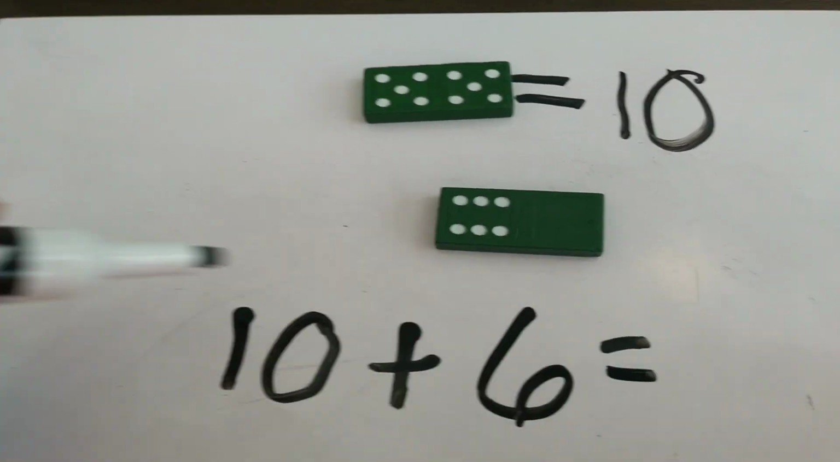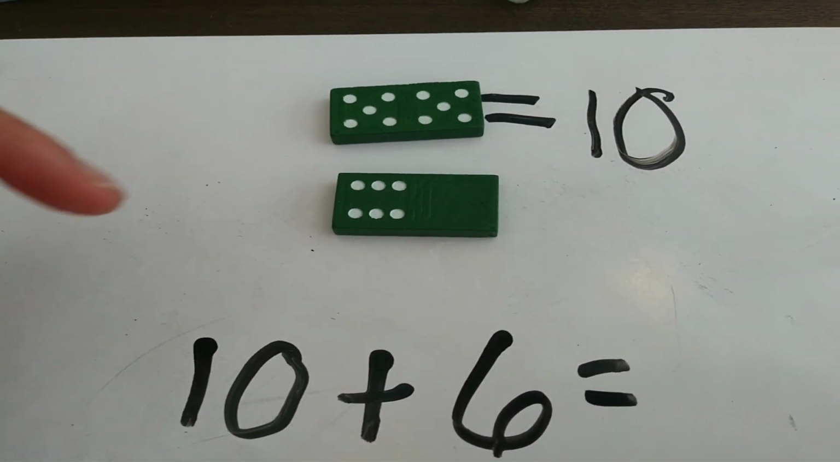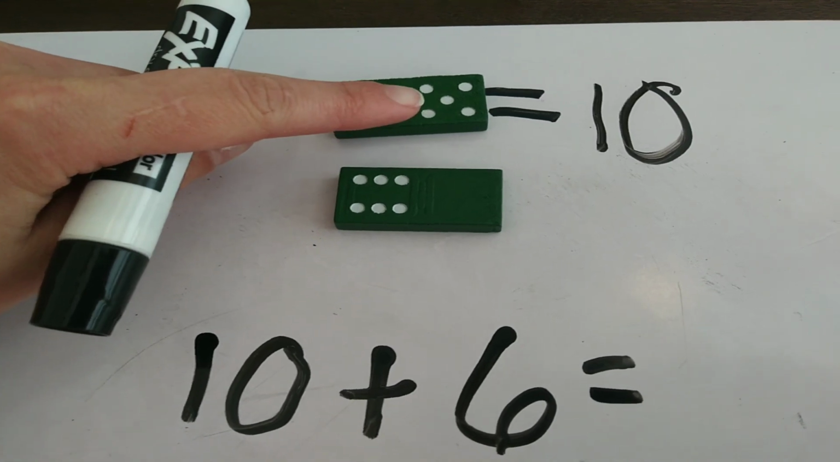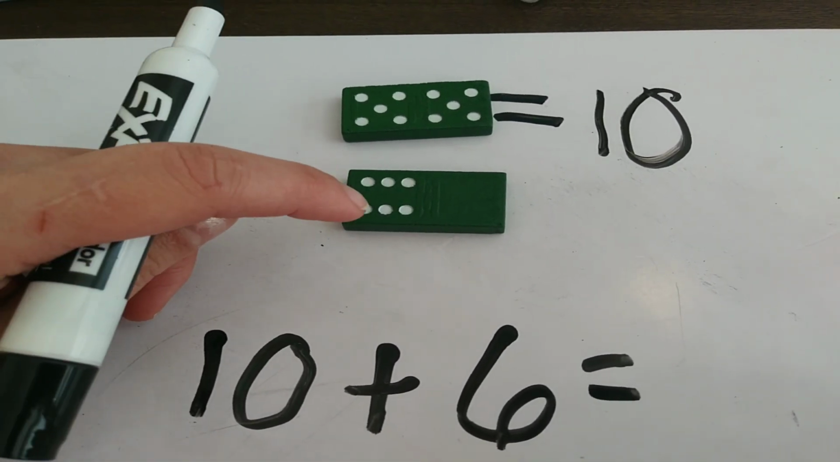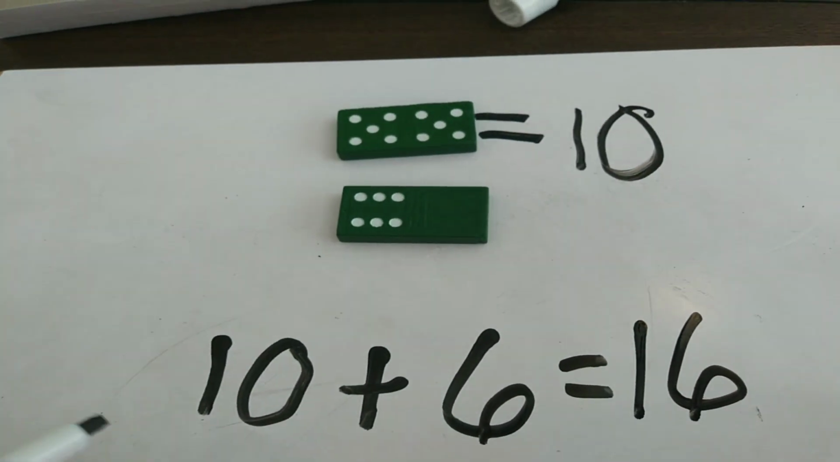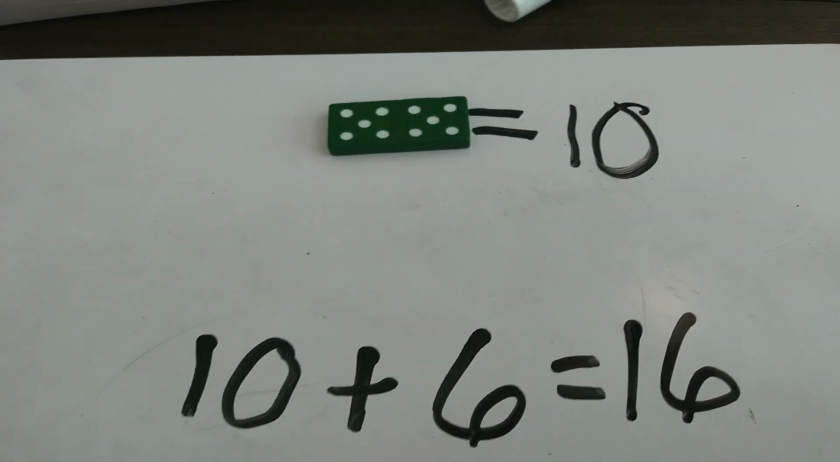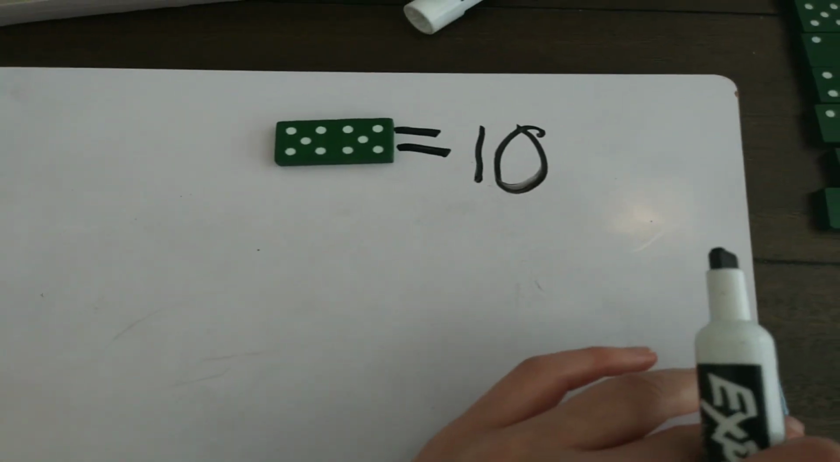Very good. So what is 10 plus 6? We're going to count all of the dots all together. Now remember, we're just going to say what? 10. Very good. 10, 11, 12, 13, 14, 15, 16. So 10 plus 6 equals 16. Very good. Let's try another one.